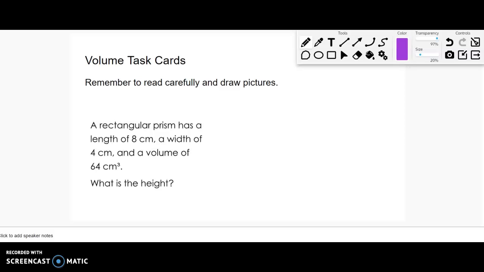All right, my dears, not any new information in this video, in this lesson, just another chance to practice volume in some different ways. Couple of things to remember. Read carefully, because there are some ones where it'll give you three numbers, but not necessarily the numbers you're expecting. And it can also be helpful to draw pictures if you need to. Nothing wrong with that. It can help visualize what's going on.